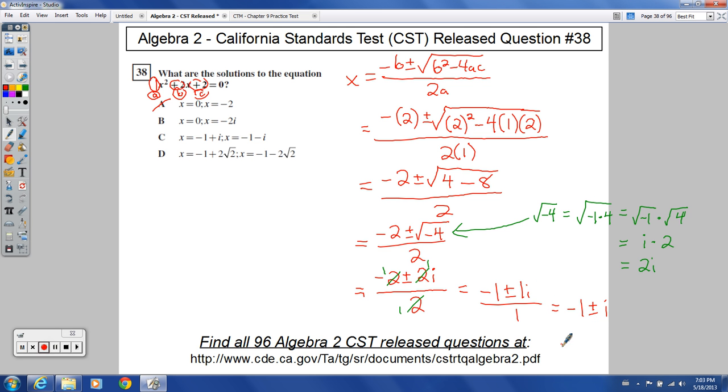And so that is the same thing as saying you have two options, negative 1 plus i or negative 1 minus i. Take that literally. That plus or minus means you could either add i or subtract i. And so what answer is that? It looks like we have x equals negative 1 plus i, negative 1 minus i. Looks like choice C is the correct answer for number 38.